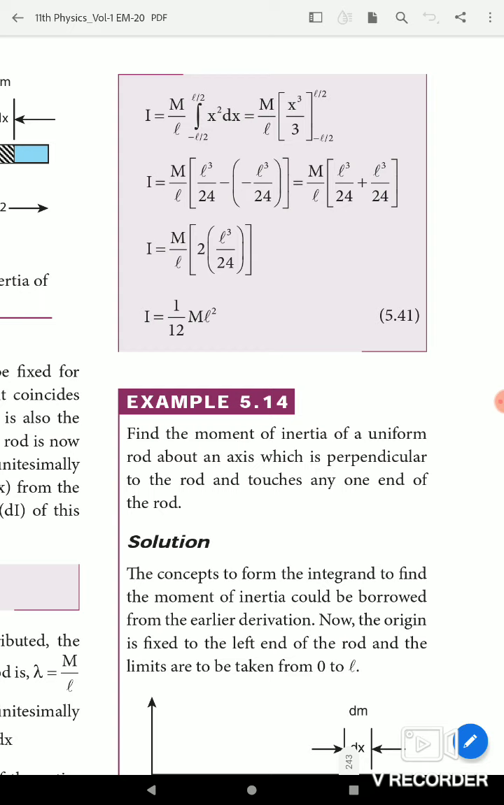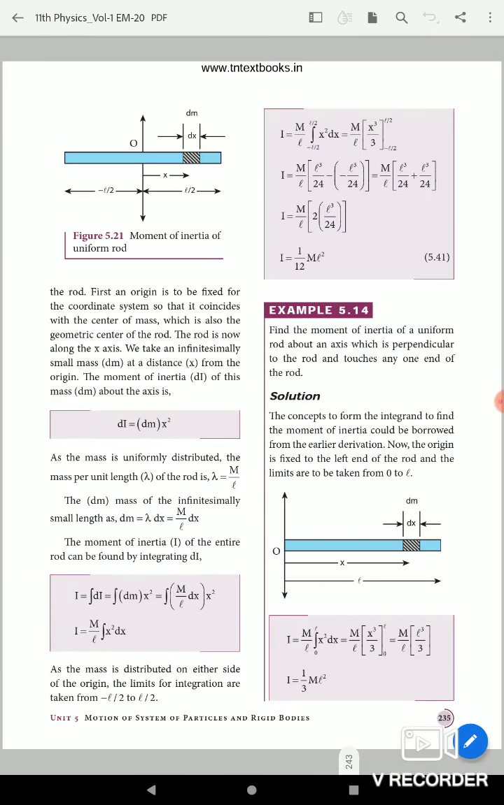So m by l into L cube divided by 24 plus L cube by 24. So 2L cube by 24. So 2 and 24 cancel, so that is 12. So m l cube divided by 12. So L cube cancels. So I is equal to 1 by 12 ml square. This is the moment of inertia for a rod.